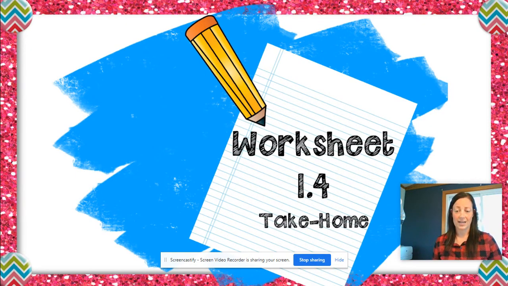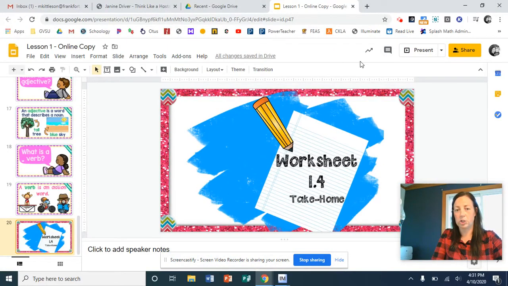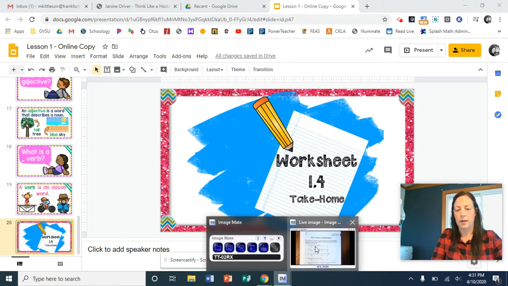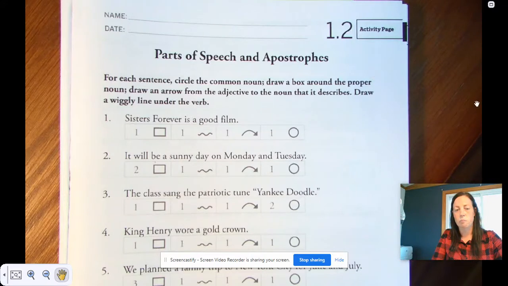Now let's go to our next workbook page that we have to get done, which is actually 1.2. I'm not quite sure why the slideshow is wrong. 1.2 is page 3. Looks like this. It says parts of speech and apostrophes. And I'll read these directions for you really quick.